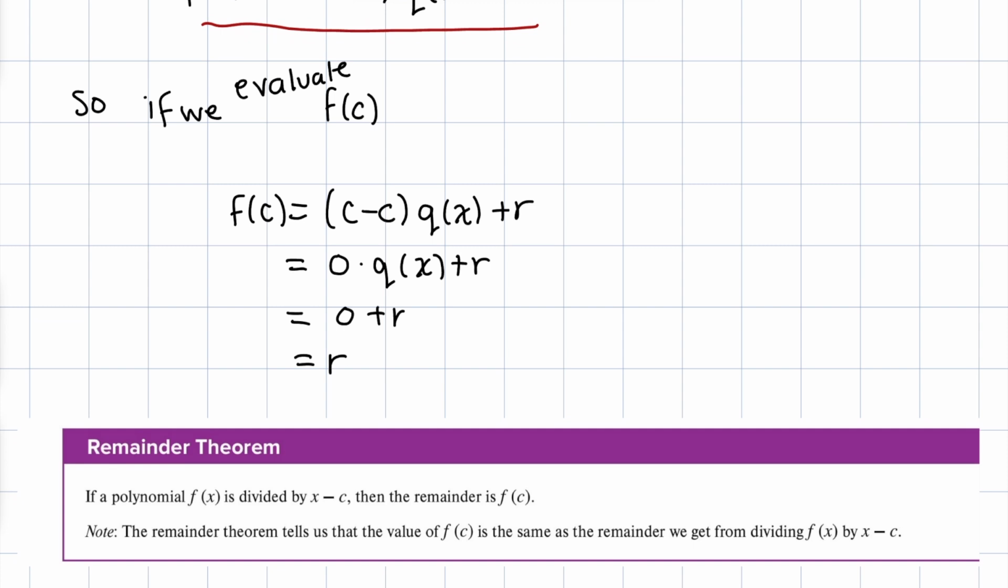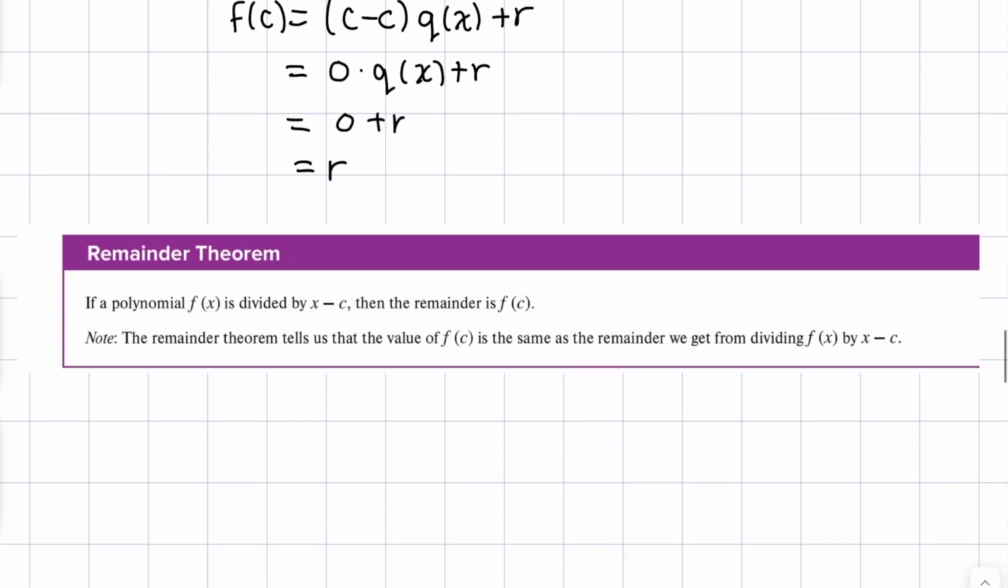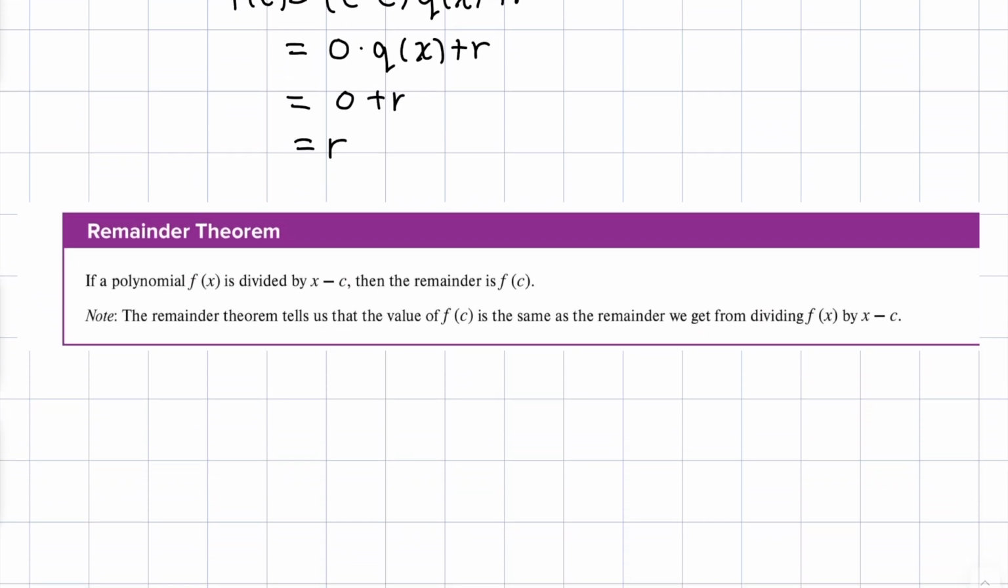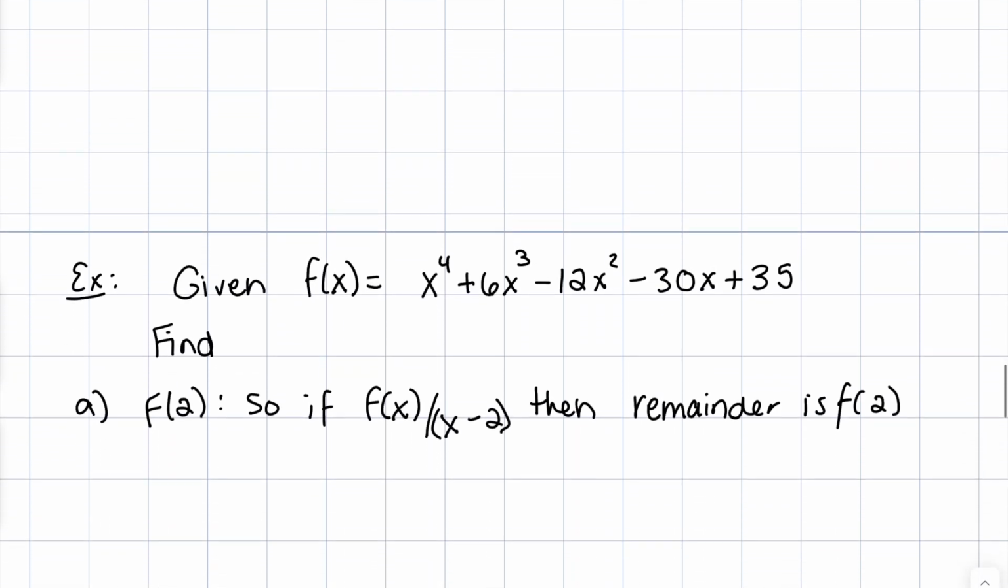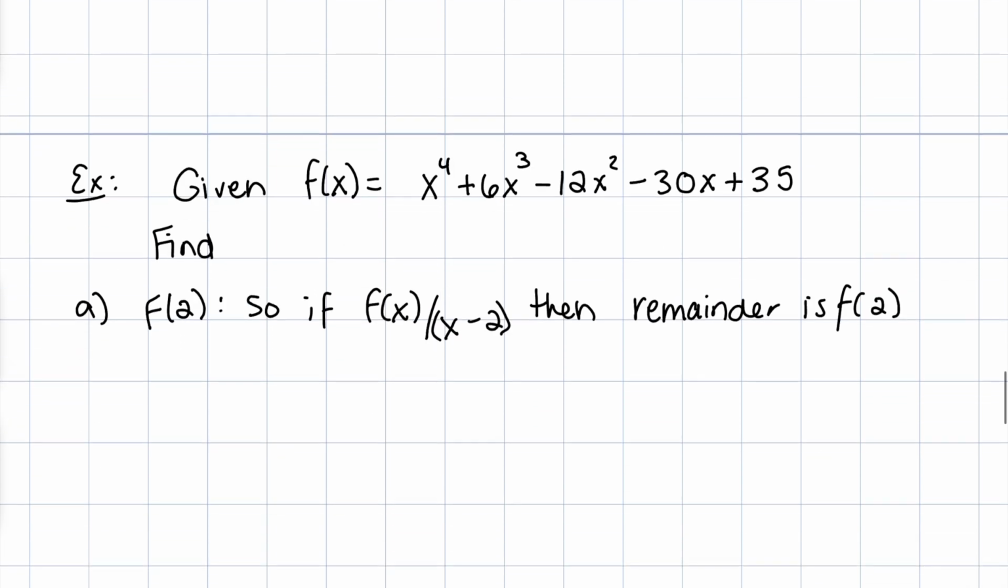So you can ignore this part if you want to. All you need to take out is that if a polynomial is divided by some type of a factor, then the remainder is f of c. So this is telling us the value of f of c, okay? This is very, very confusing, the way that it's worded. But basically, if you divide a polynomial by the factor of what you're evaluating.